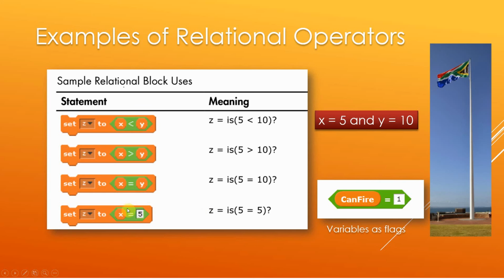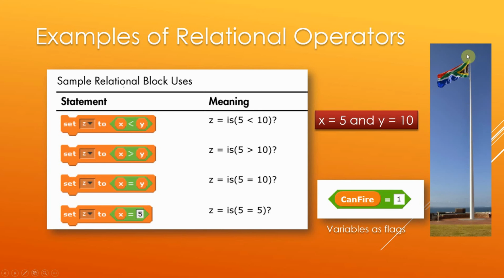Now using variables in your relational operators blocks is very useful in programming. For instance, if you have a game where you are running around shooting zombies, you can only do that if you have bullets. So you might have a flag which keeps track of how many bullets you have, and that will determine whether or not you can fire your gun. If can fire equals 1, then you can fire. If can fire equals 0, then you won't be able to fire. And this is called using a variable as a flag.